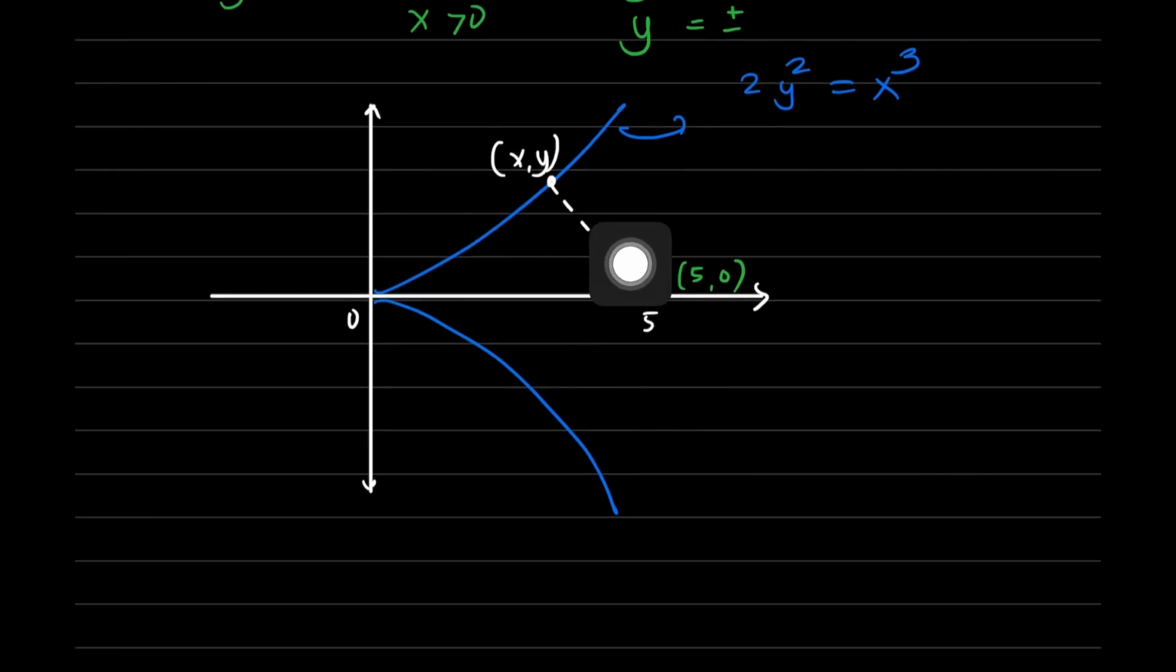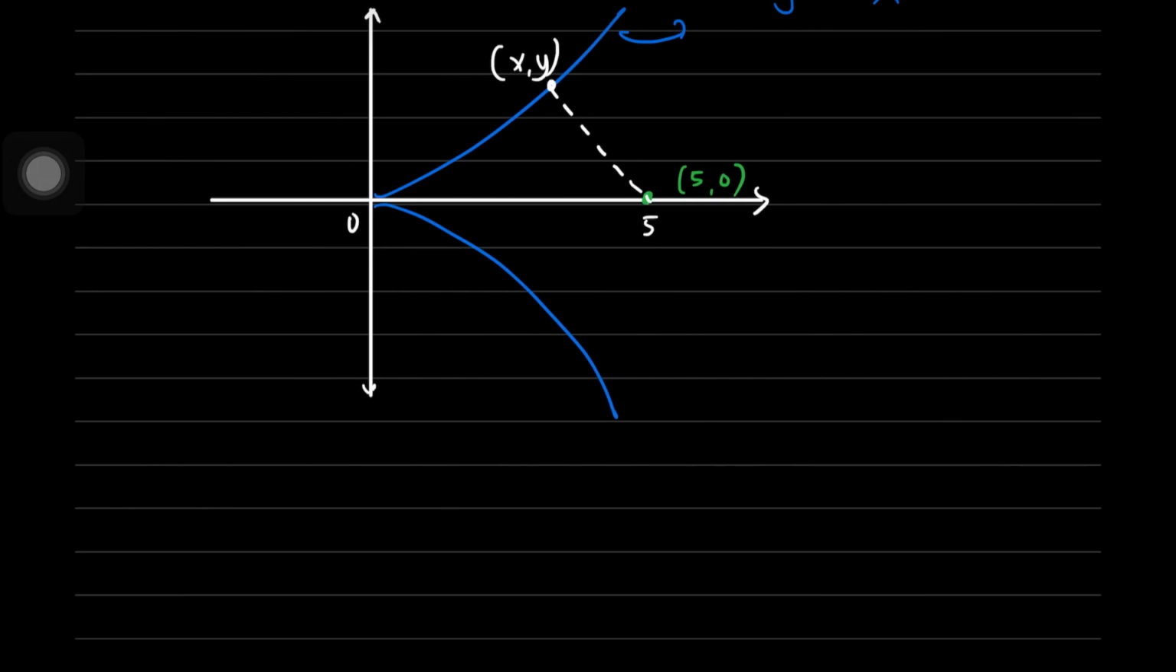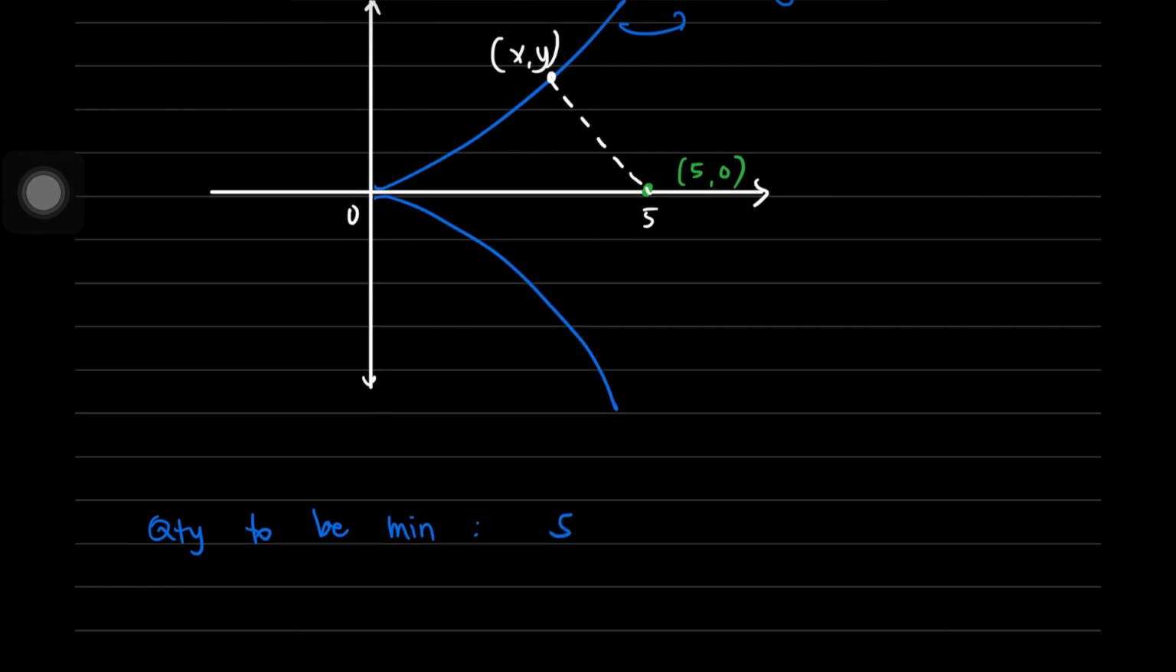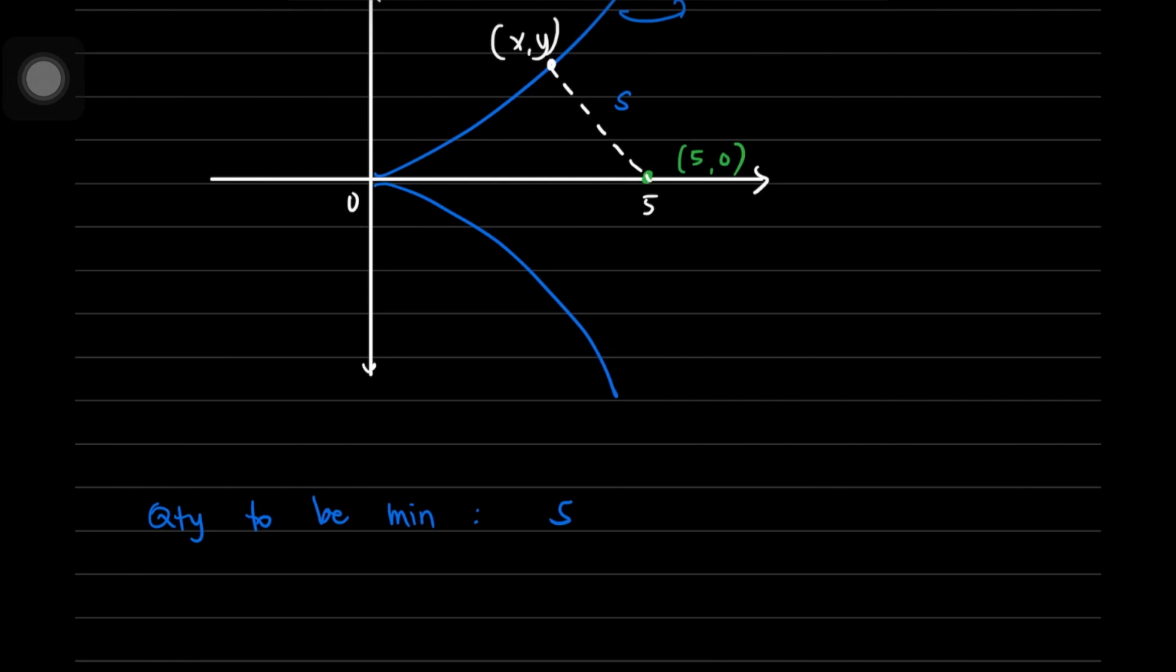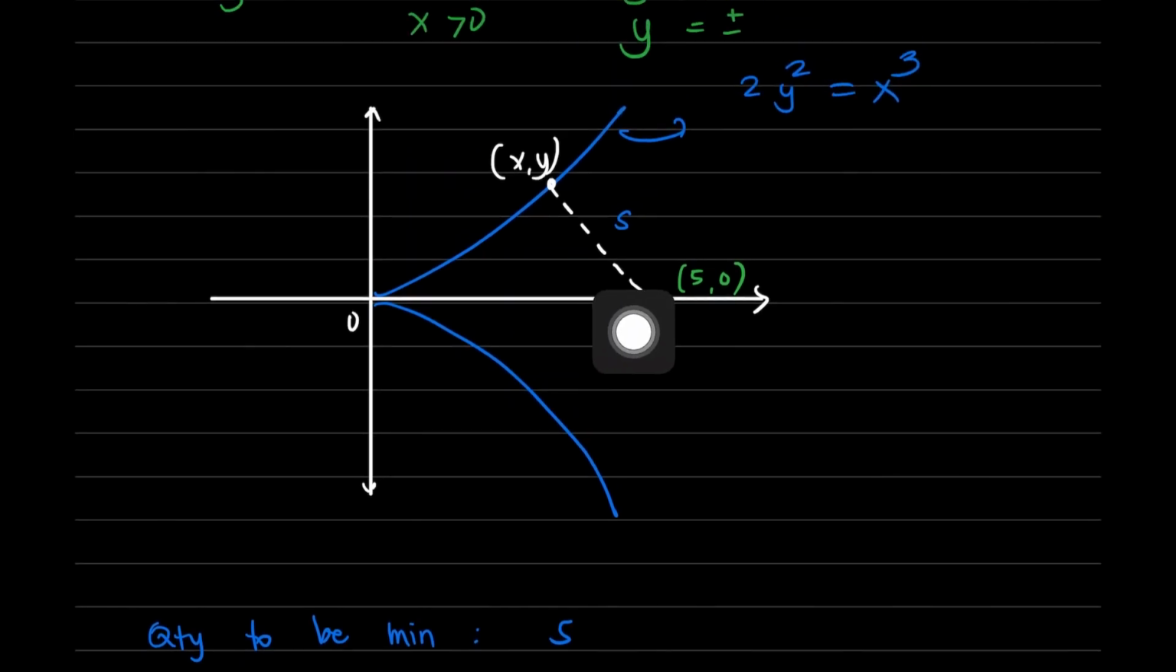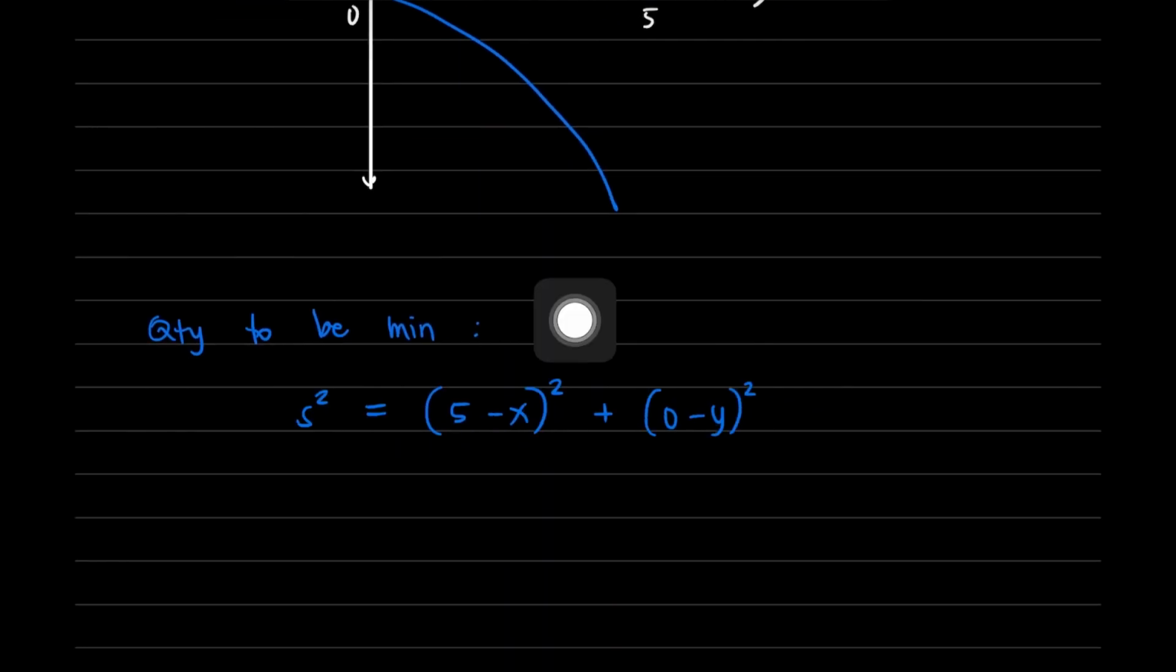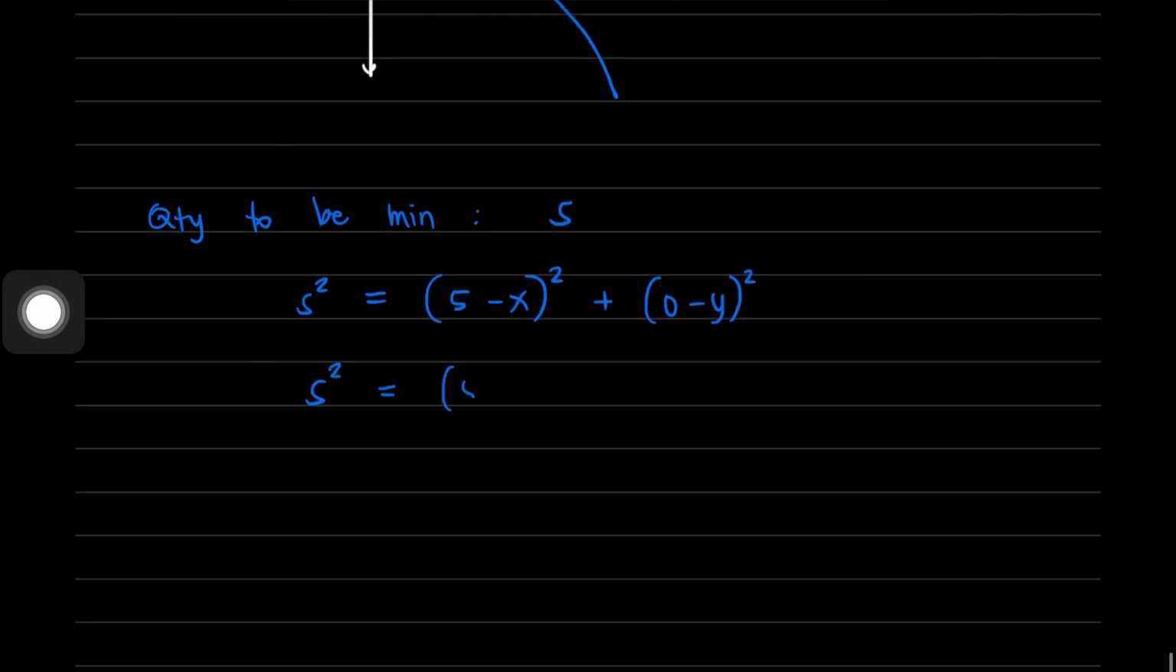So the quantity to be minimized here would be the distance from this curve to (5, 0). So if we're going to let the quantity to be minimized be equal to s, so this is now s. Now, using the distance formula of 2 points here, we have s squared equals (5 minus x) squared plus (0 minus y) squared. So this is now the distance formula. And if we're going to simplify this one, s squared equals (5 minus x) squared plus y squared.